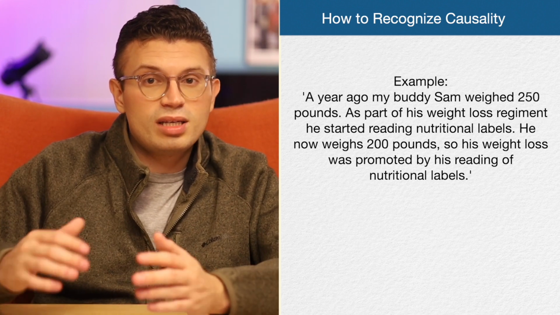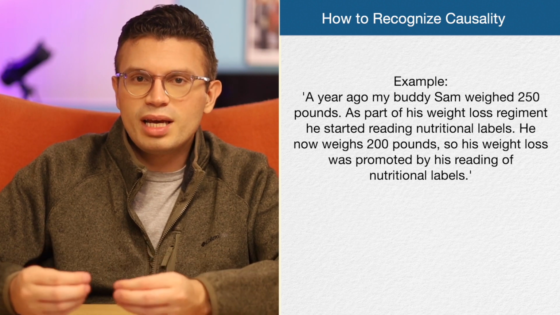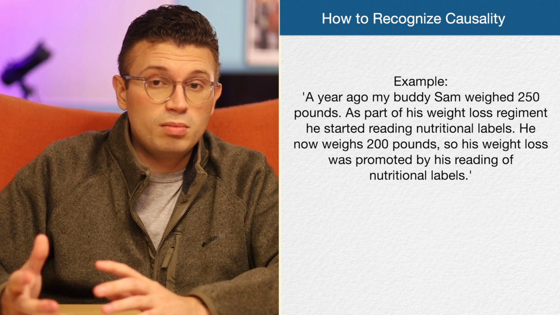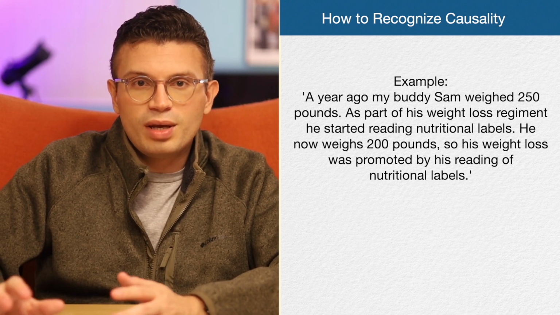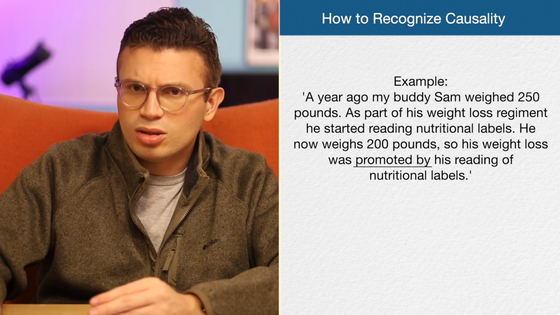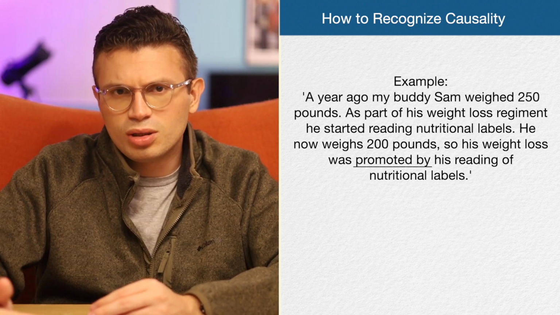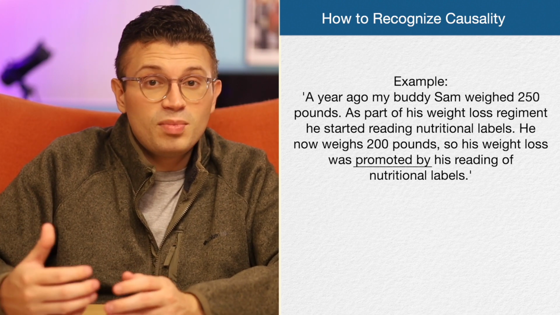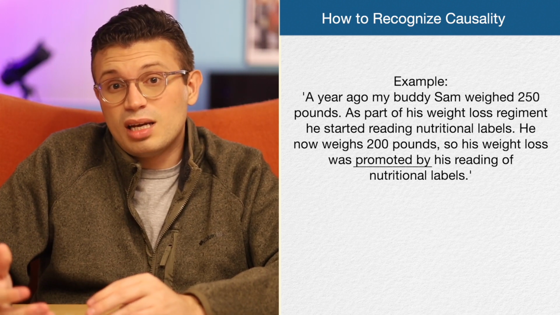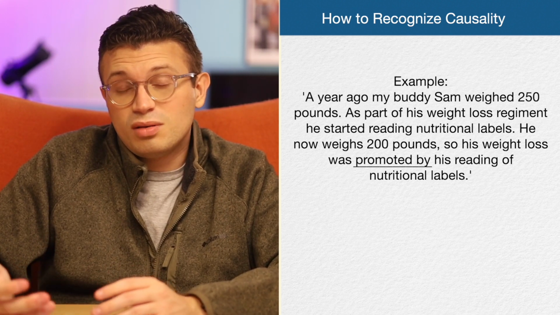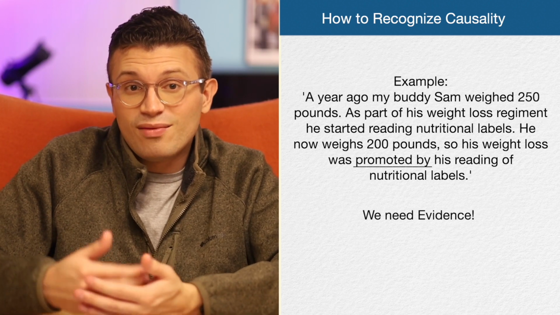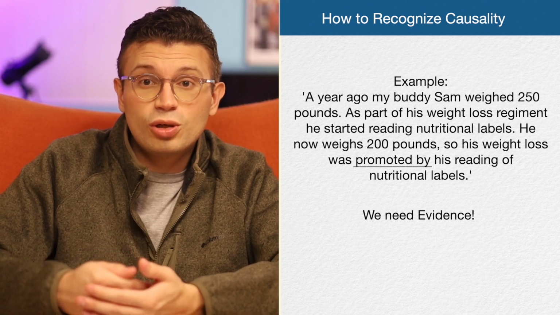But then we go on and we say, okay, as part of his losing weight, he started reading nutritional labels. Again, fine, that seems like a pretty smart thing to do. But then we go to my conclusion. All right, we have our causal indicator word here, promoted by. What evidence do we have for that causal conclusion? For all we know, Sam could be reading the nutritional label on 10 McDoubles and then just working out for 8 hours a day, right? He'd probably still lose 50 pounds depending on how he's working out, okay? We need evidence, all right, that he's actually using the nutrition labels.